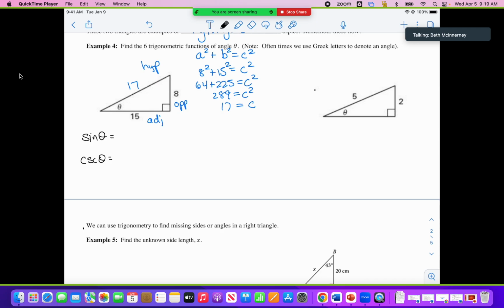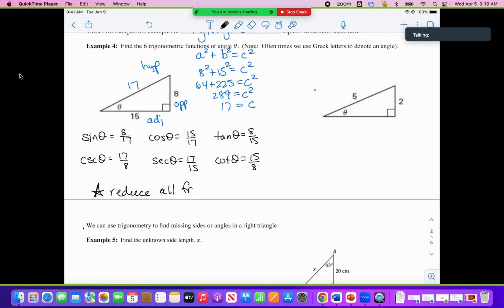All right, so here we go. And I need to speed up a little bit so I can get this done. So that's going to be 8/17, 17/8. Cosine theta is 15 over 17. Secant theta is 17 over 15. Tangent theta is 8 over 15. Cotangent theta is 15 over 8. Remember to reduce all fractions if possible. What I mean by that is if I had 5 over 15, I would make that 1/3, okay?